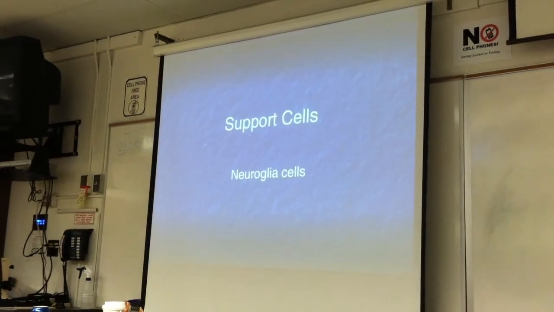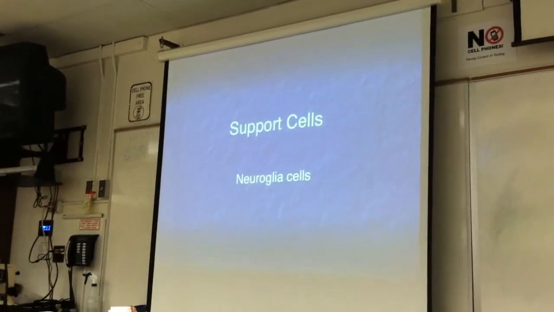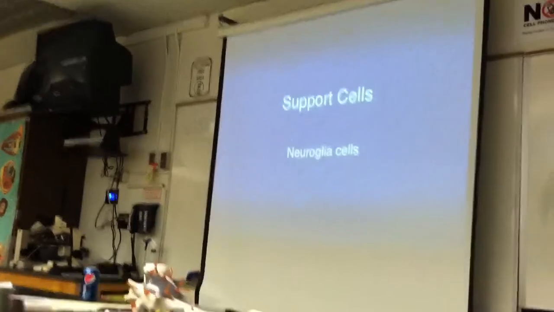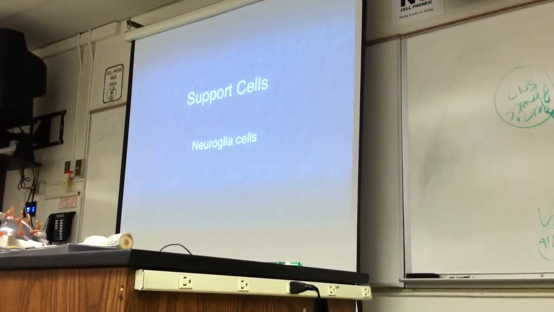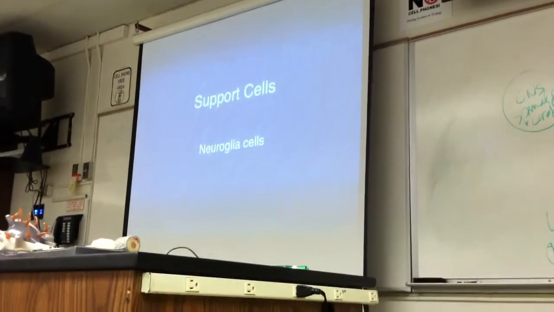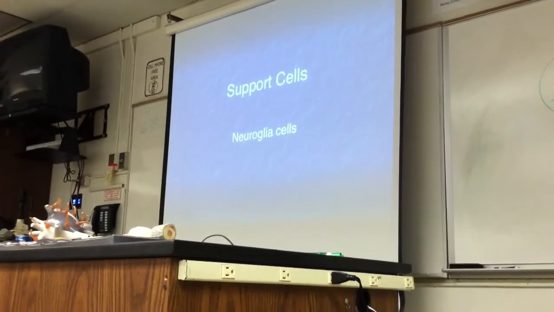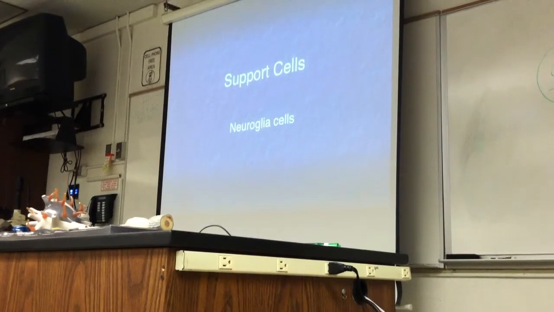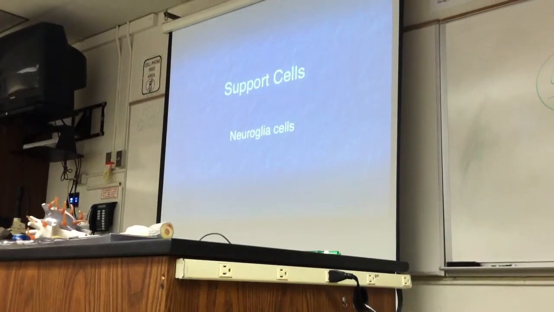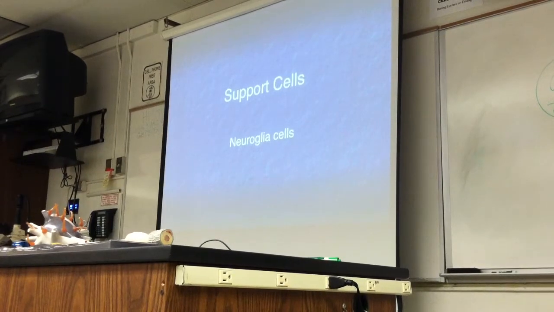Number 5, 6 different kinds of glial cells. 4 of them are in the central nervous system. 2 of them are in the peripheral nervous system. We won't emphasize them all equally. There's only a few that I think are really important to your understanding of how the nervous system works.